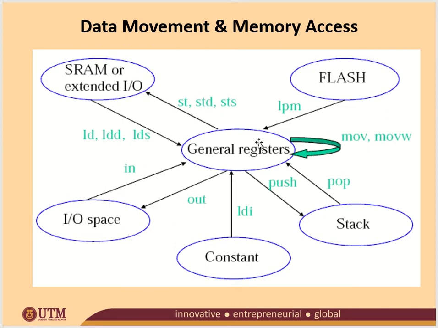Then the other movement is between one register and another register. You can use the MOV or MOVW, where MOV copies data from one register to another register. And last but not least, if you want to move data from your general purpose register, your GPR, to your stack, we can use the PUSH and POP instructions.